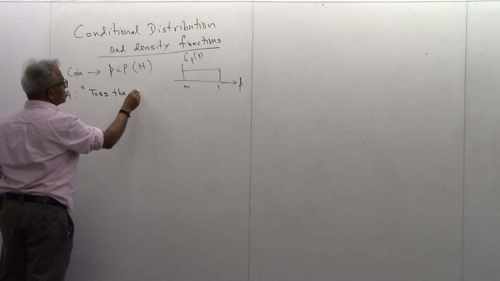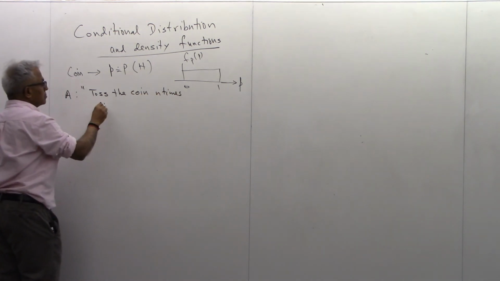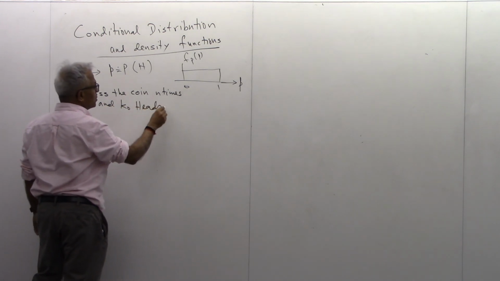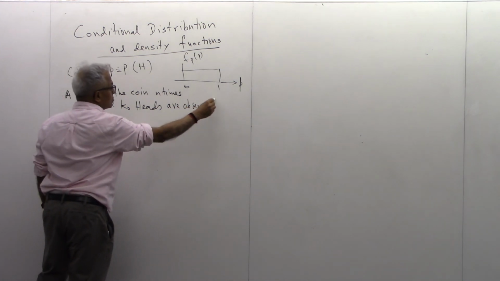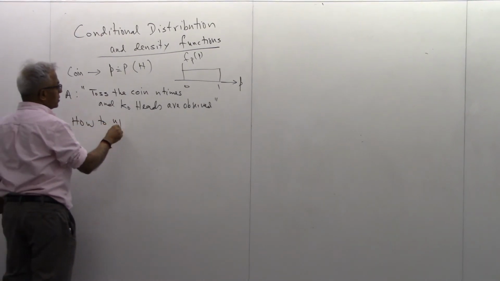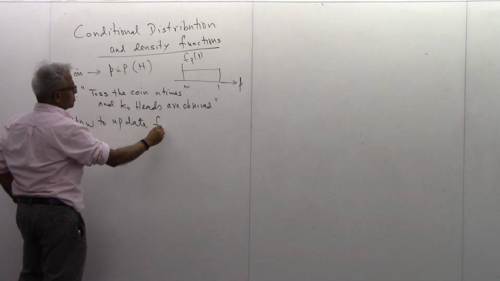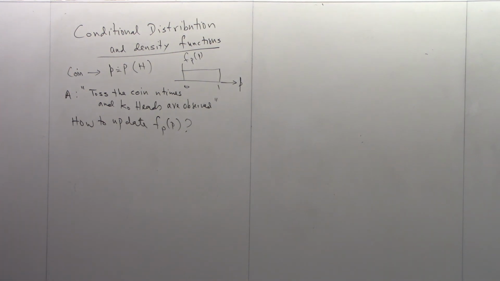Toss the coin n times and observe the heads. Let's say k naught heads are observed. So this is some new information. So the question is how to update our knowledge about p. And this is where the conditional distribution comes in. Conditioned on what? Conditioned on some new information. That's the whole point.